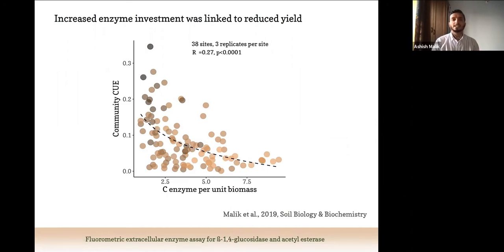We found decreasing growth yield, which means that microbes are investing a lot more into extracellular enzyme production, whereas when the growth yield is high, the enzyme investment tends to be lower. But then there is a lot of noise in the data as well, suggesting some extra factors. But we then also tried to overlay the different sites onto this.